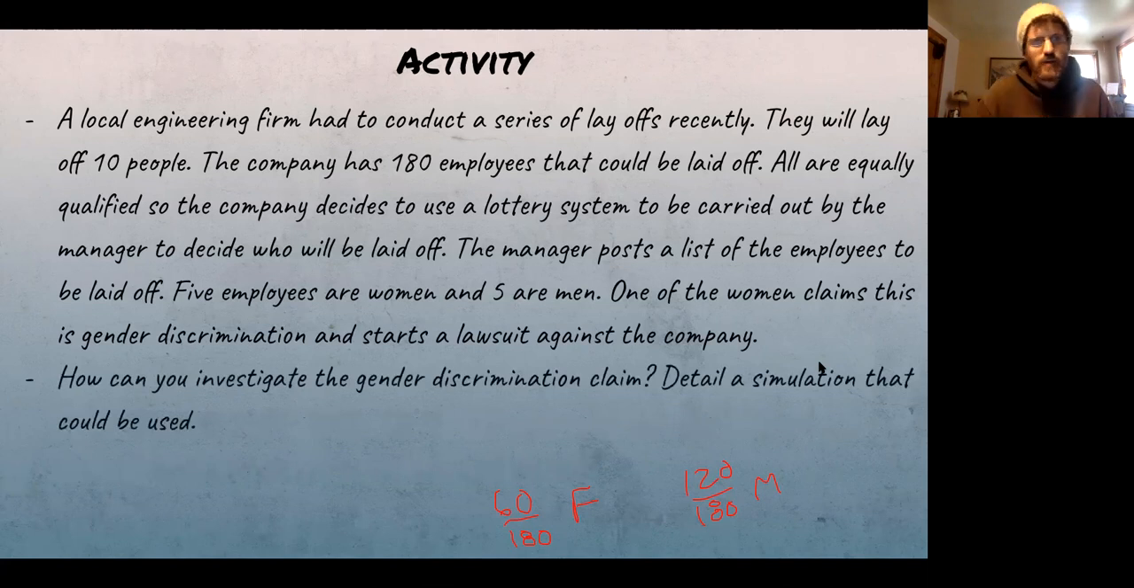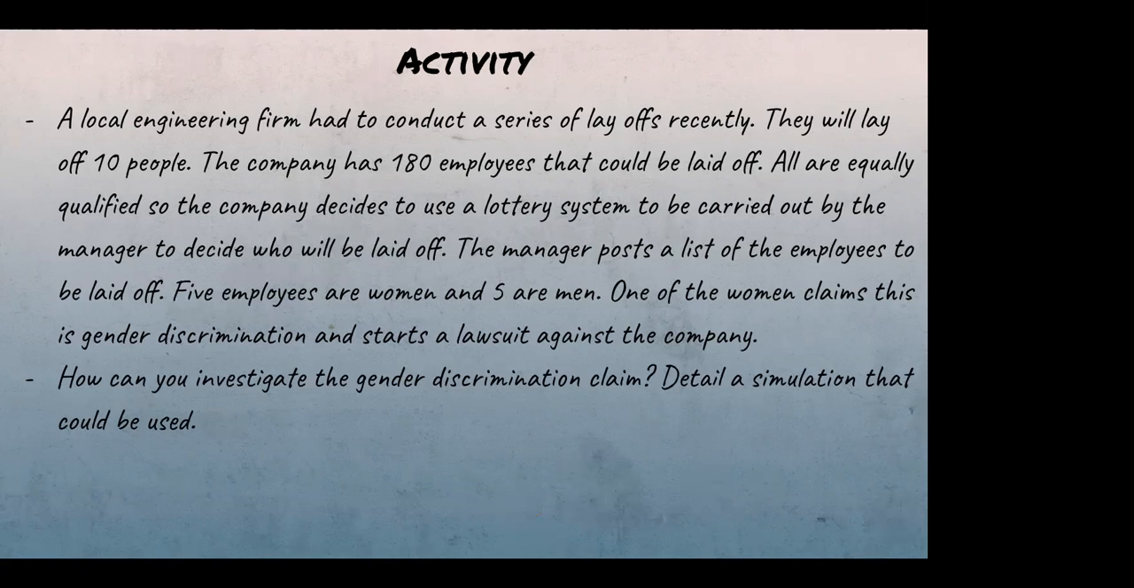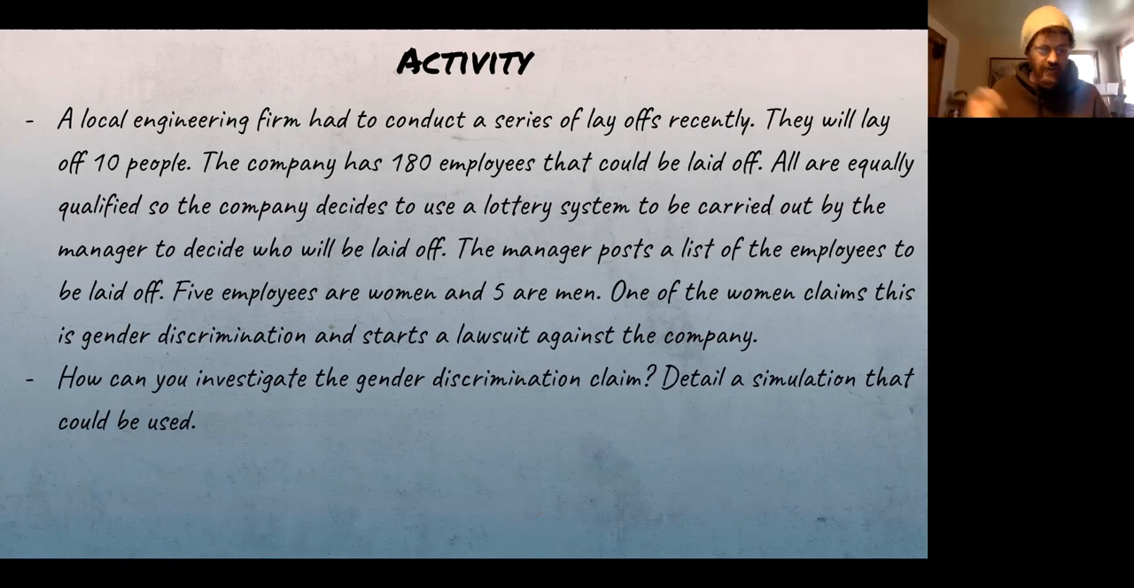So this is how we're going to get started. We want to set up a simulation. So can anyone think of a way of setting up a simulation to investigate the gender discrimination claim? You could maybe take a random sample of 10 employees and see how many are male and how many are female. That sounds great. There you go.